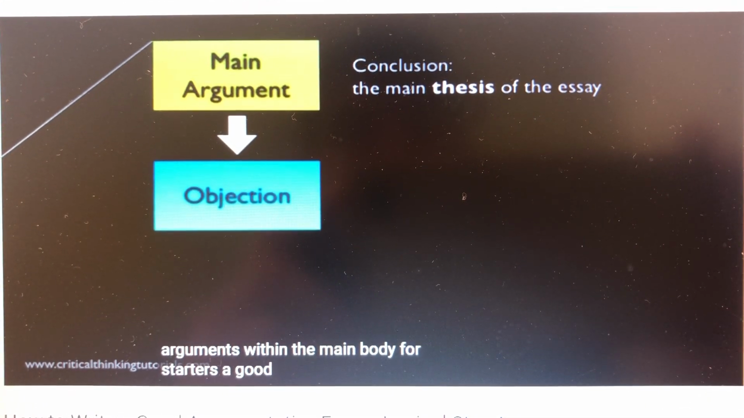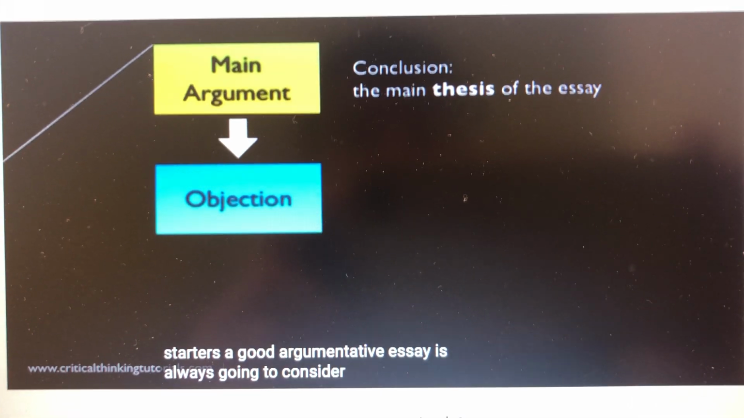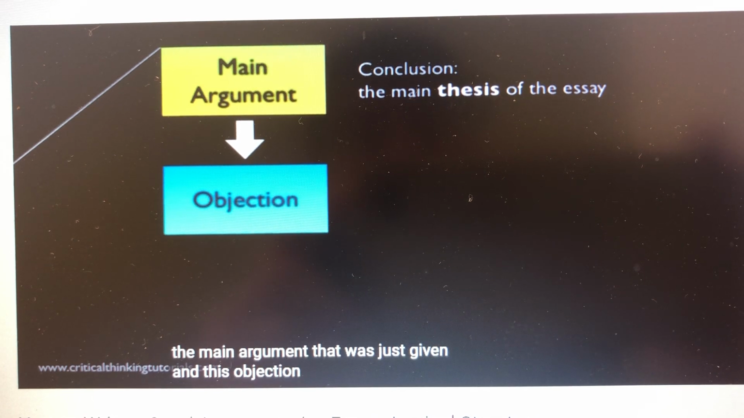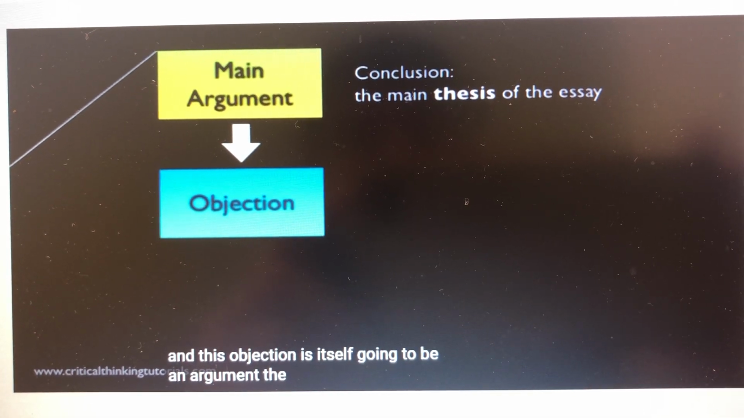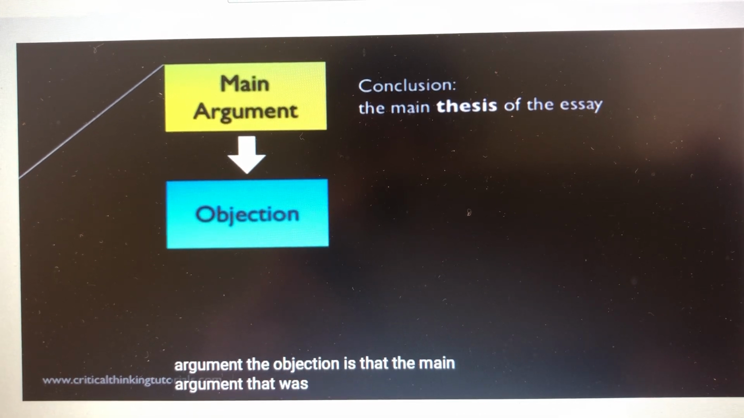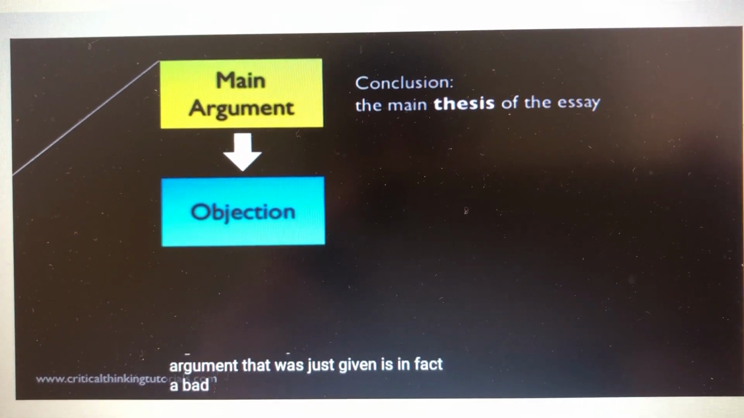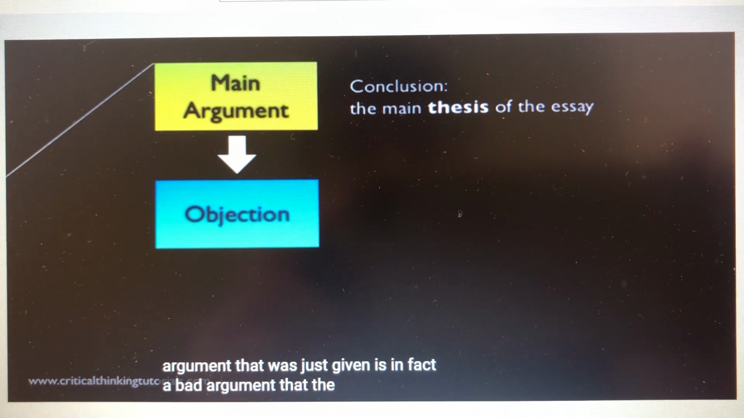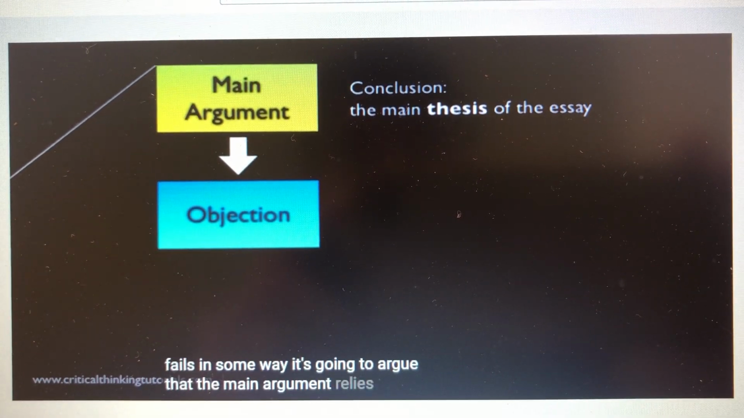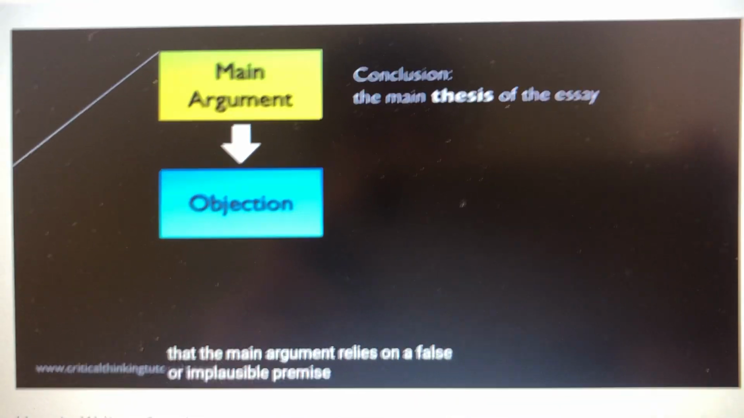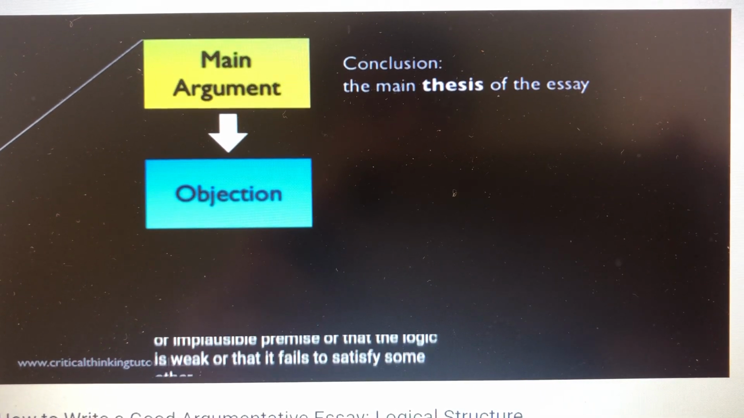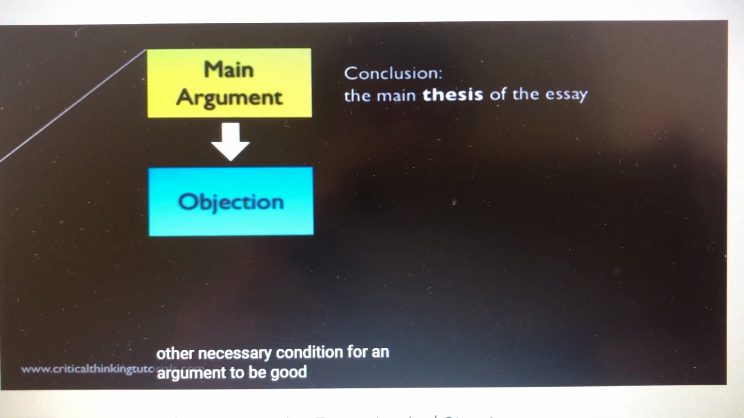For starters, a good argumentative essay is always going to consider an objection to the main argument that was just given. And this objection is itself going to be an argument. The conclusion of this argument, the objection, is that the main argument that was just given is in fact a bad argument, that the main argument fails in some way. It's going to argue that the main argument relies on a false or implausible premise, or that the logic is weak, or that it fails to satisfy some other necessary condition for an argument to be good.